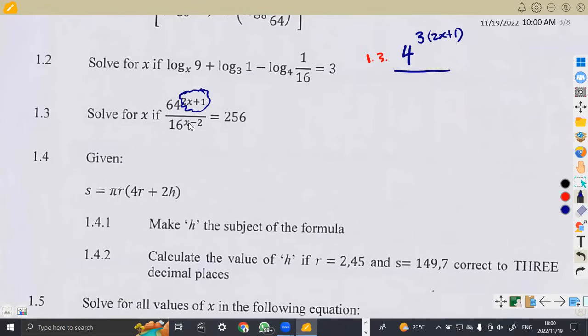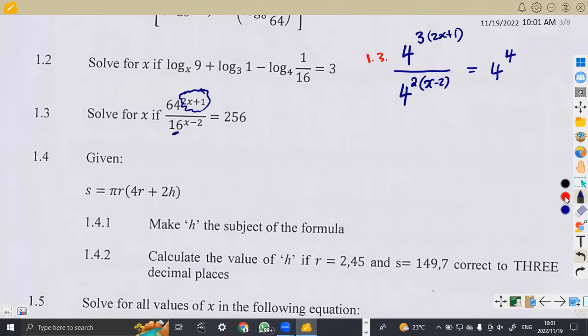Everything over, we've got 16 here, of which 16 in base of 4 is 4 to the exponent of 2, into x minus 2, which is equal to 256. That one is 4 to the exponent of 4. All right, so just like a normal equation, here we are supposed to simplify first the left-hand side to have a simple expression that we can work from.